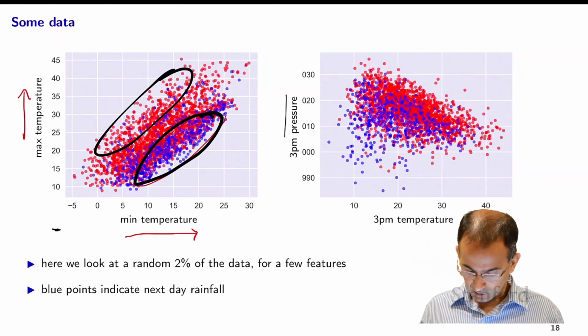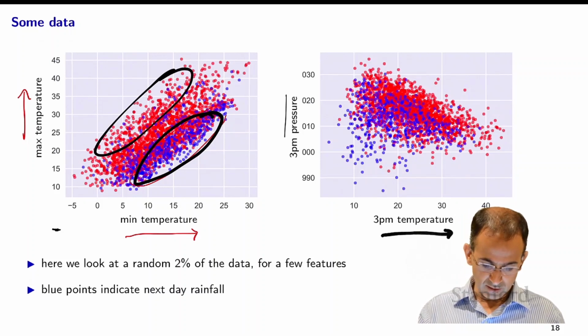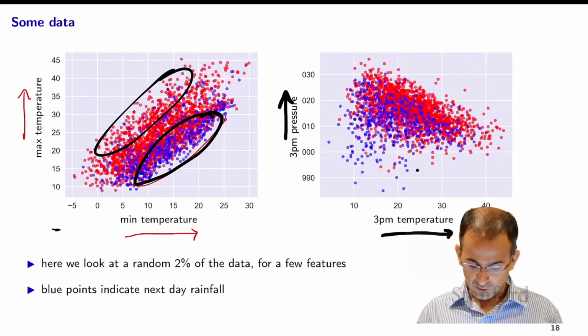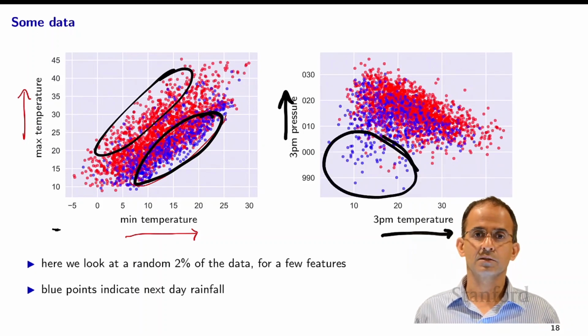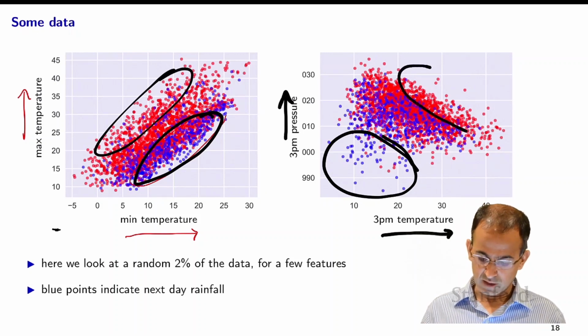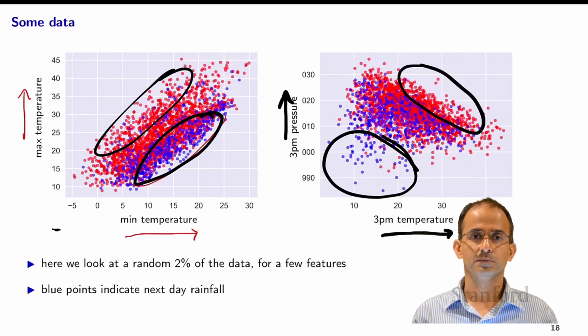Now over here we've looked at the 3 p.m. temperature and the 3 p.m. pressure, and we can see again that when both of those are small, there's a chance of rain tomorrow. When both of those are large, there's much less chance of rain tomorrow.